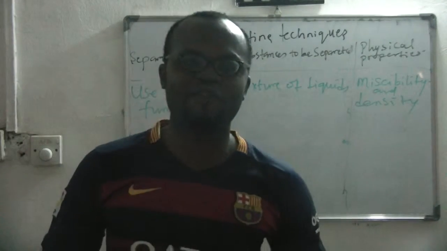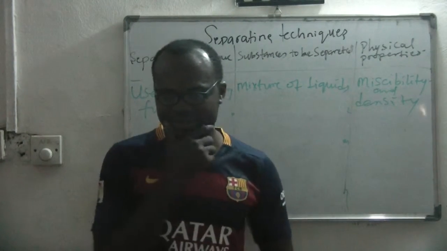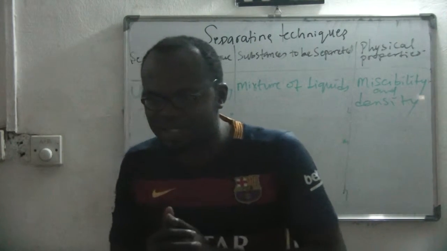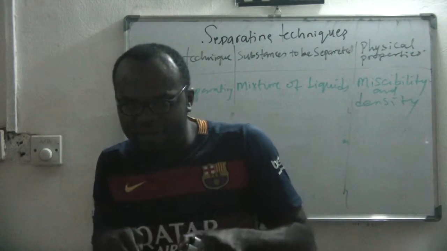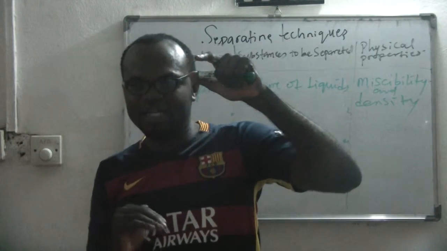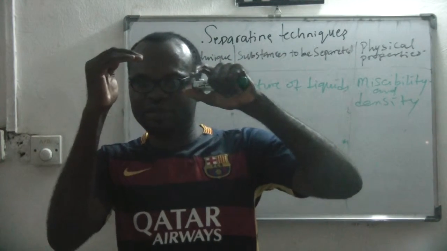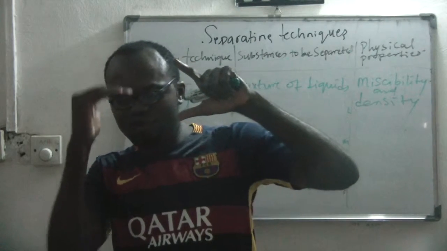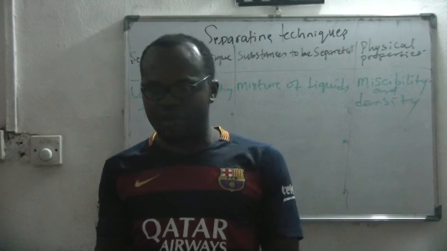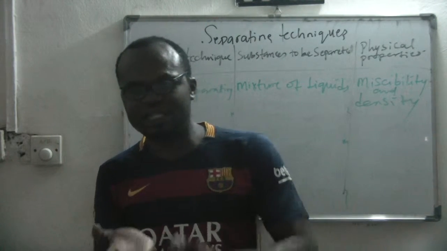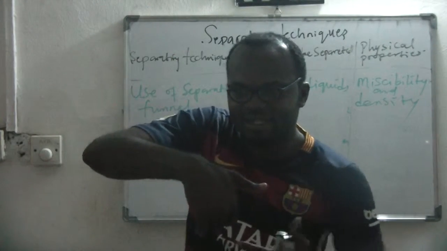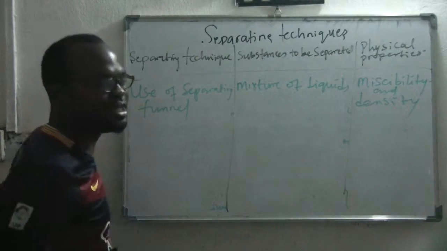If you have a mixture of oil and water, palm oil and water, and you put them in a separating funnel, what will happen? The water will come down and the oil will be up, because the density of water is bigger than that of the oil. The one that has the bigger density will go down. The one that is lighter will stay up. So you can easily decant the oil out and leave the water. Is that clear?